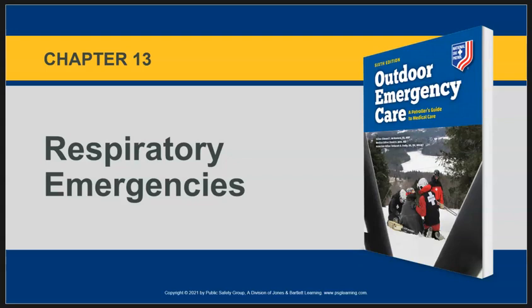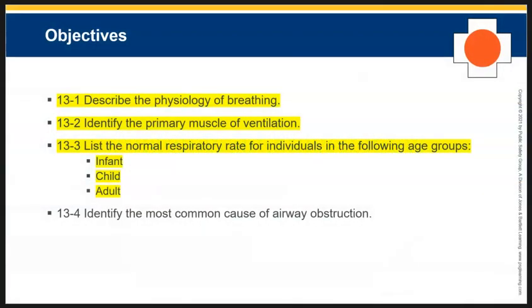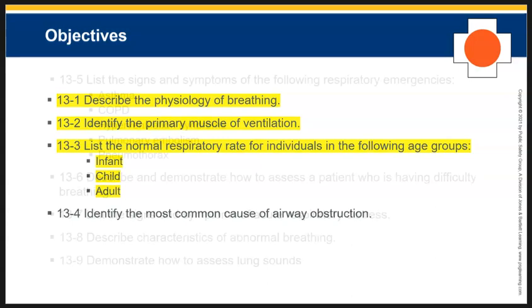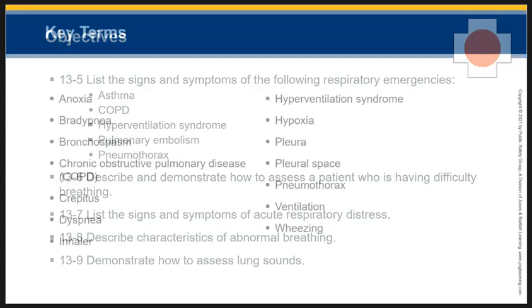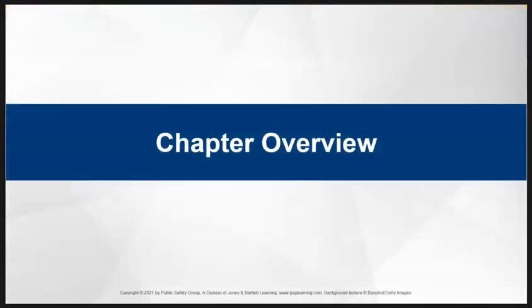This video introduces Chapter 13 of OEC 6, Respiratory Emergencies, and focuses on the anatomy and physiology. Our objectives are to describe the physiology of breathing and identify the primary muscle of ventilation, and then look at the normal respiratory rate for individuals in different age groups. We'll encounter a few of these key terms during this presentation.